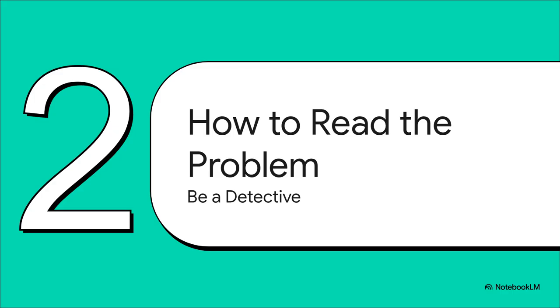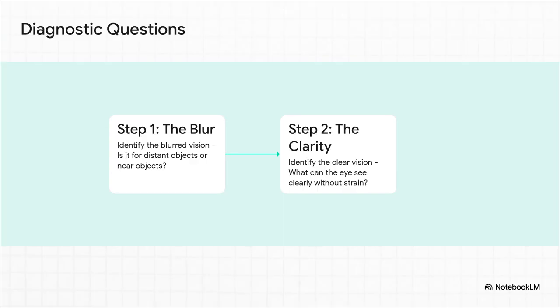Well, we're going to become detectives. Every single question has clues hidden inside it. You just need to know what to look for. So whenever you get a question, you need to ask yourself just two simple things. First, what is the person having trouble seeing? Is it things far away or things close by? And second, what can they see perfectly fine without any strain? This is your key to unlocking the whole problem.